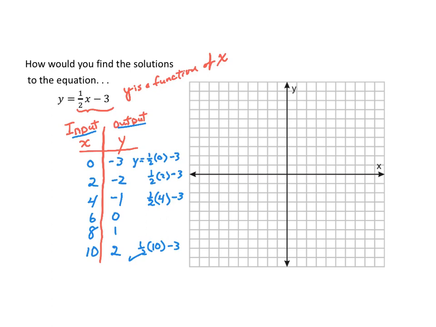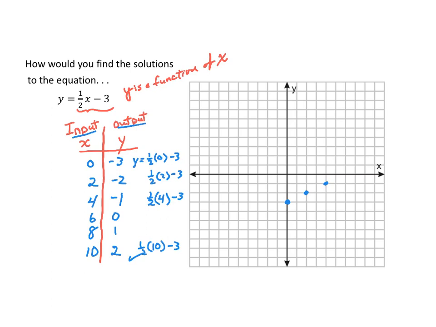So those patterns are important because they help make the math go faster, because we don't have to do as much math when we notice the pattern. So nice. Now when we plot those points on our graph, remember it's always x first, then y. So 0, -3 is across 0, down 3 right there. 2, -2. 4, -1.